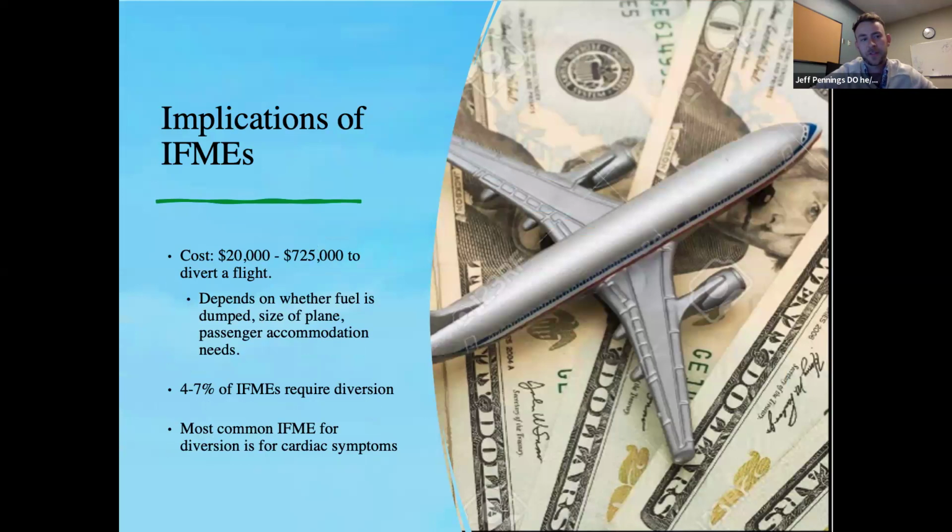And there's significant implications, of course, of these emergencies, especially around flight diversion. Part of that is inconvenience of other travelers, but really there's huge cost to divert a flight, upwards of $725,000 for some flights. And that's going to depend on where the flight is being diverted to, if fuel has to be dumped, the size of the plane, passenger accommodation needs. In reality, only about 4 to 7% of in-flight emergencies require a diversion. And then the most common reason for a diversion to be triggered is because of the passengers having cardiac symptoms.